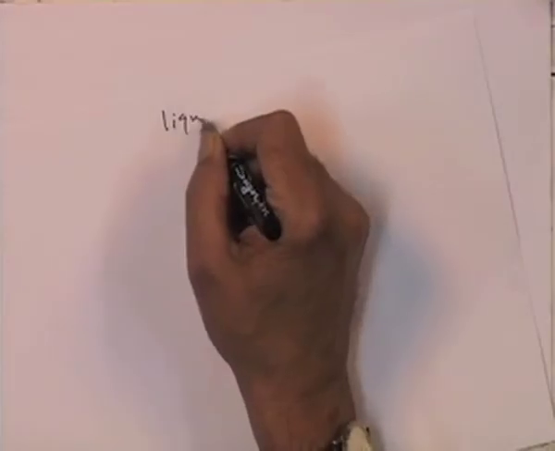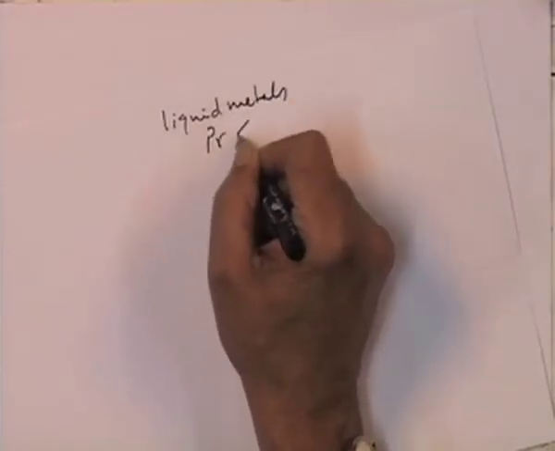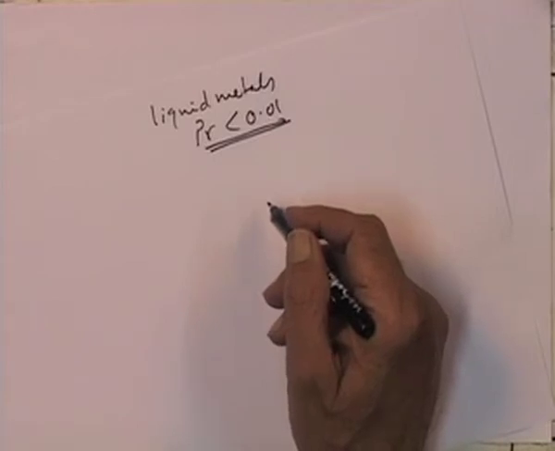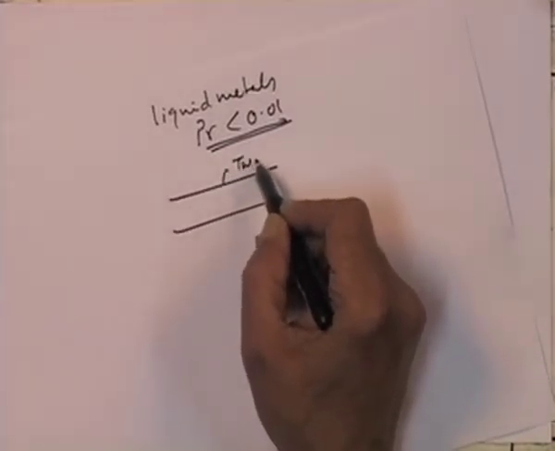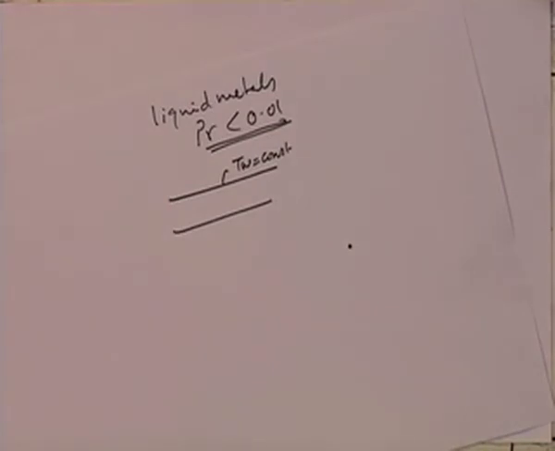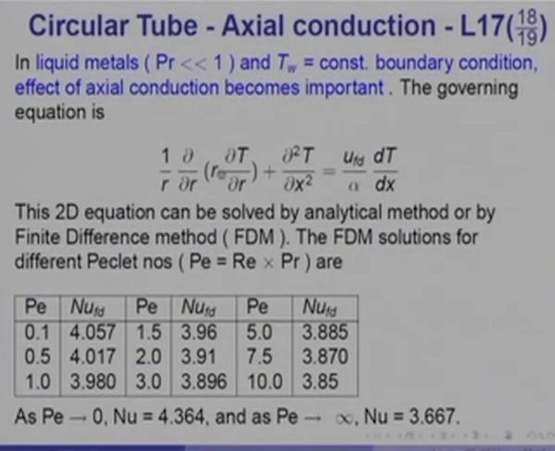I now consider the case of liquid metals when Prandtl number is very, very small. As you will recall, for liquid metals, the Prandtl number is less than 0.01 usually. And therefore the axial conduction term, which we have been neglecting so far, becomes important, particularly when the wall temperature is constant. Wall temperature is constant, and you have liquid metal heat transfer. Then the governing equation would look as I have shown here. There will be the radial conduction term and the axial conduction term equal to U_FD by alpha dT by dx.